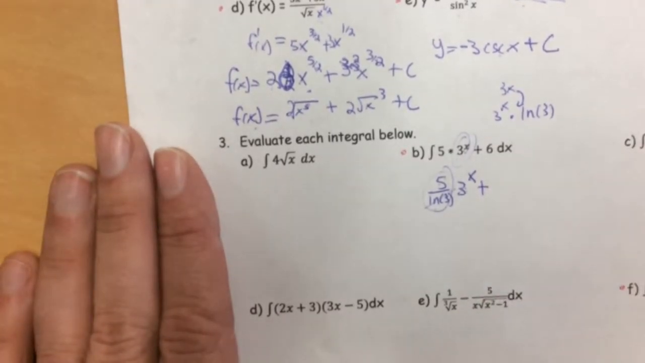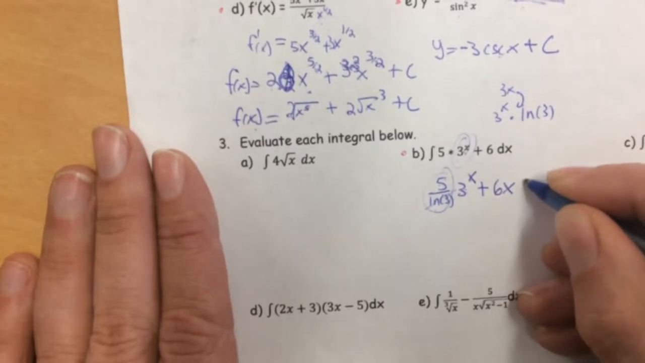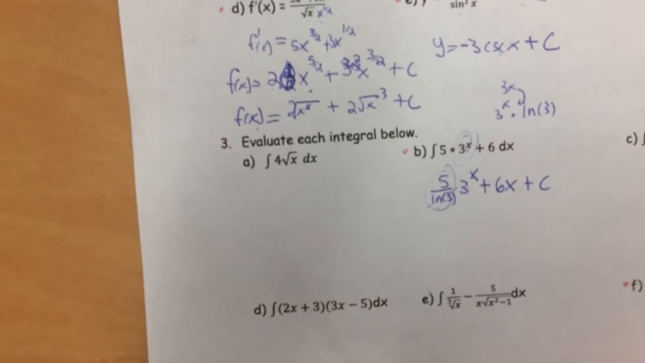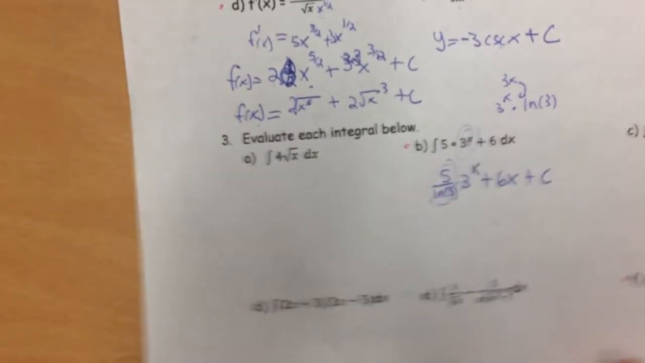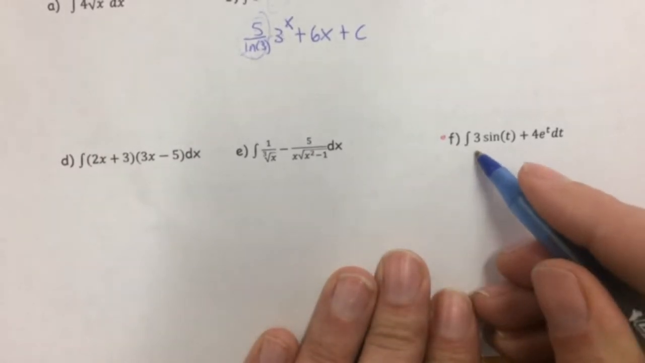Here I've got just a 6, and the thing I need to take the derivative of to give me 6 is 6x, plus c, of course. And this was just an integral, so this means do the antiderivative. I think I'll do one more on this page. The integral of 3 sine of t.